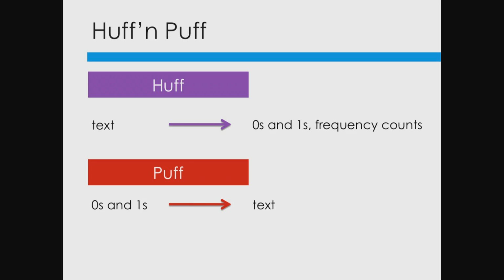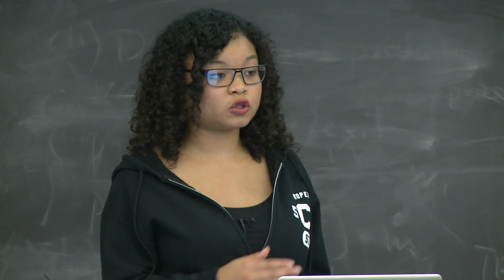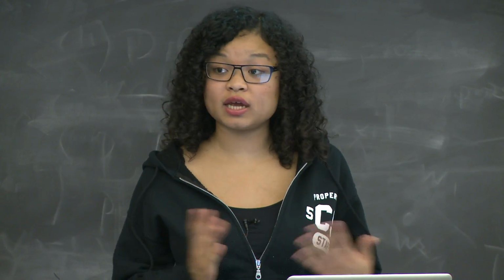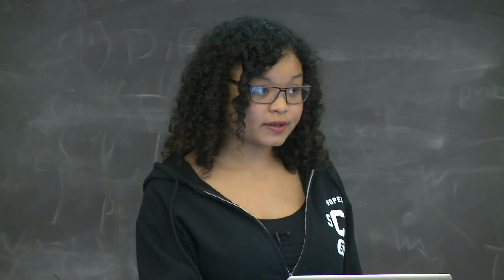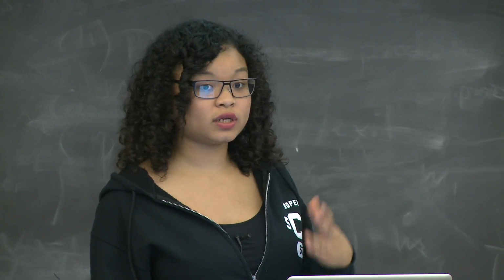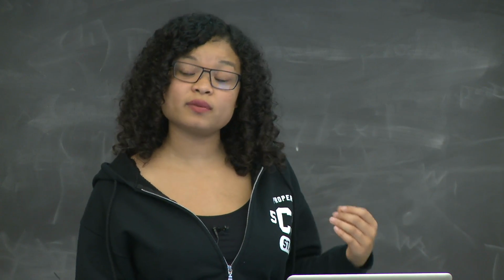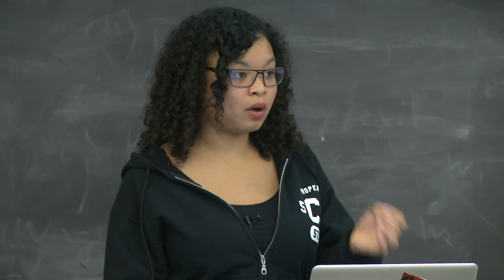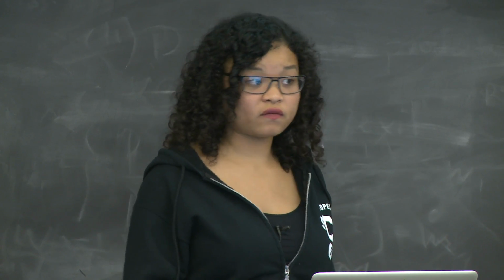And then for puff, we are given a binary file of zeros and ones, and given also the information about the frequencies, we translate all of those zeros and ones back into the original message. So we're decompressing that. If you're doing the standard edition, you don't need to implement Huff, so you can just use the staff implementation of Huff. There are instructions in the spec on how to do that. You can run the staff implementation of Huff upon a certain text file, and then use that output as your input to Puff.